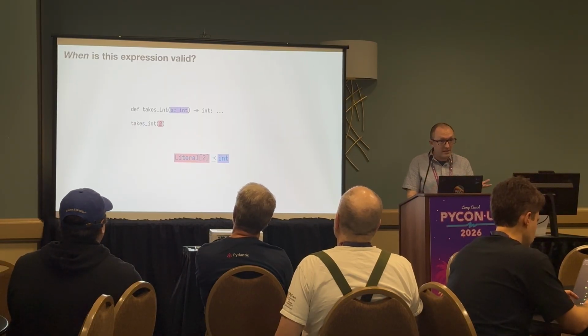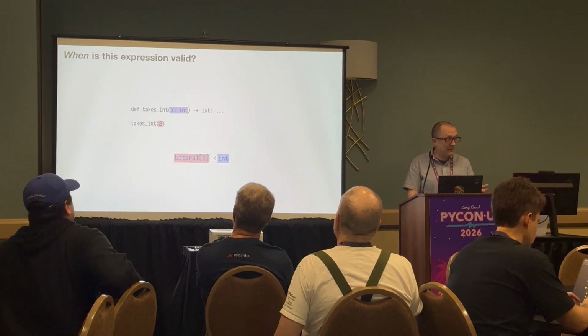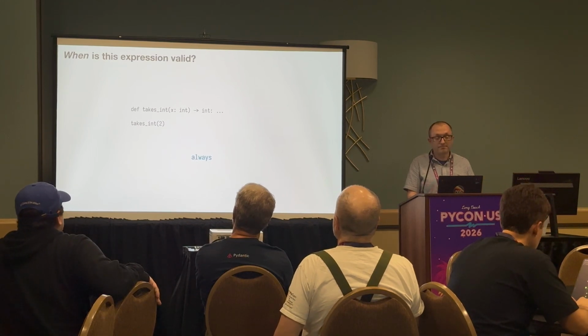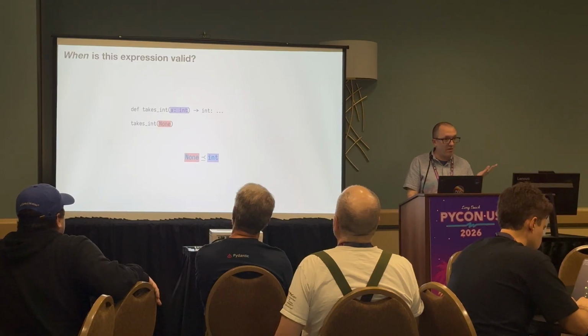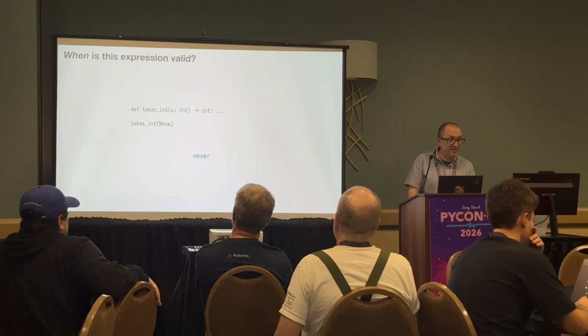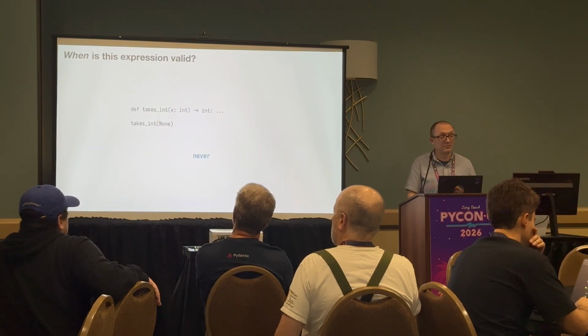Now in this case, there aren't any type variables, and 2 is a subtype of int, so this simplifies to always. This call is always valid. If we look at our None example, similarly, we're going to compare the argument to the parameter. None must be assignable to int, but it's not, right? So this is never valid.